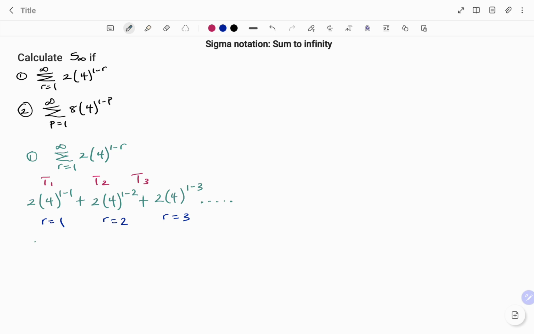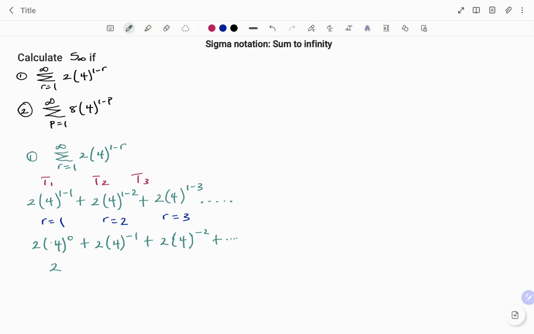Simplifying, we have 2(4)^(1 - 1), that's 4^0, plus we have 2(4)^(1 - 2), that will give us minus 1, plus 2 multiplying, I'm going to correct that. We have 2 outside the bracket, 4 to the power of 1 minus 3, that's minus 2. The sequence goes on.